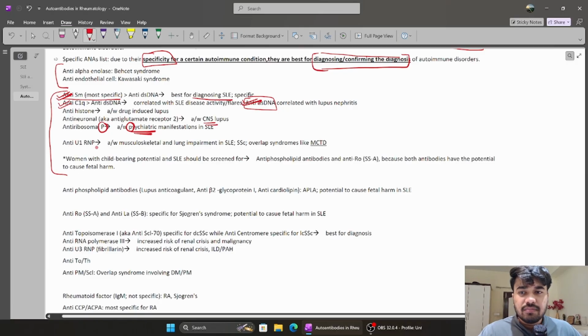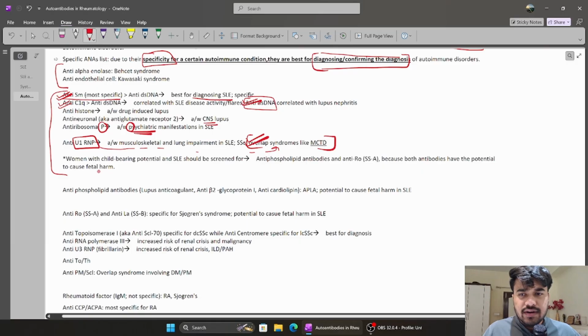Then anti-U1RNP antibody associated with musculoskeletal and lung impairment in SLE, right? And in fact, even in systemic sclerosis as well. And in fact, U1RNP antibody is the most specific antibody for the overlap syndromes like mixed connective tissue disorder. So this is very important aspect. Overlap syndromes like MCTD, most specific antibody is anti-U1RNP.